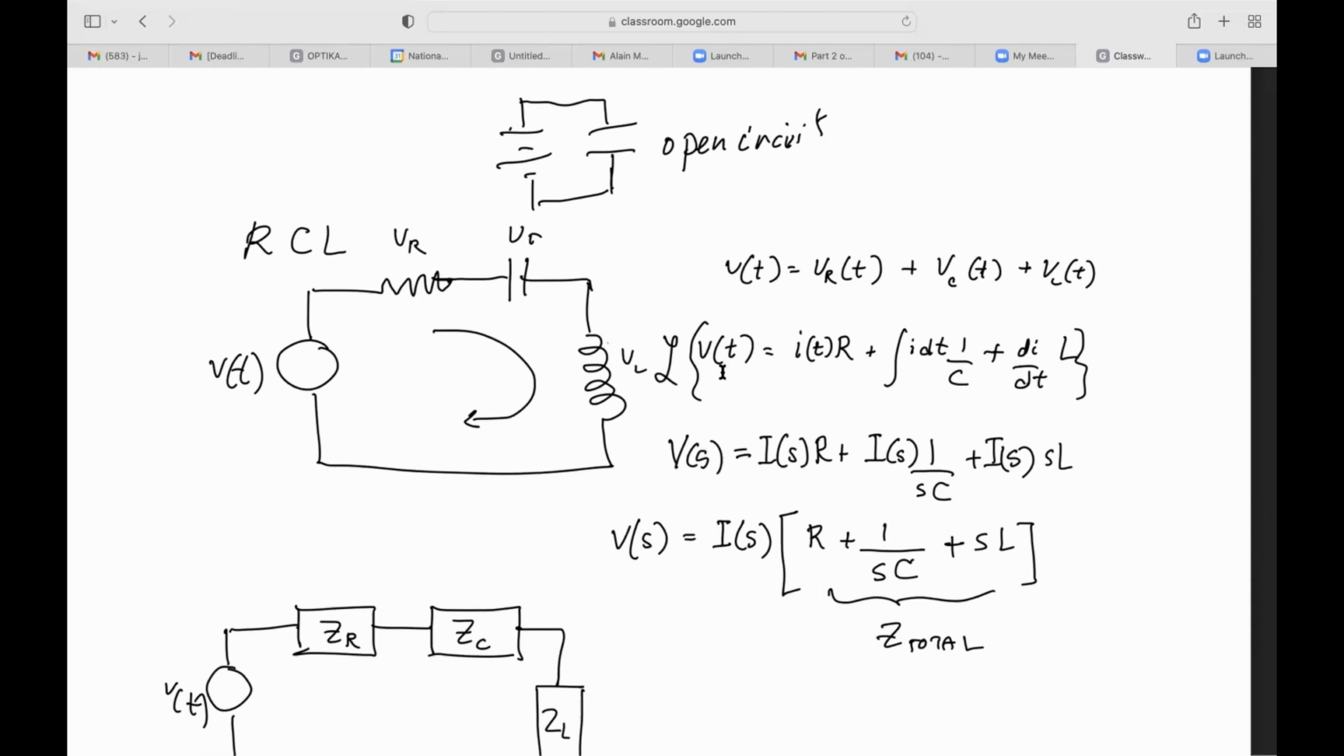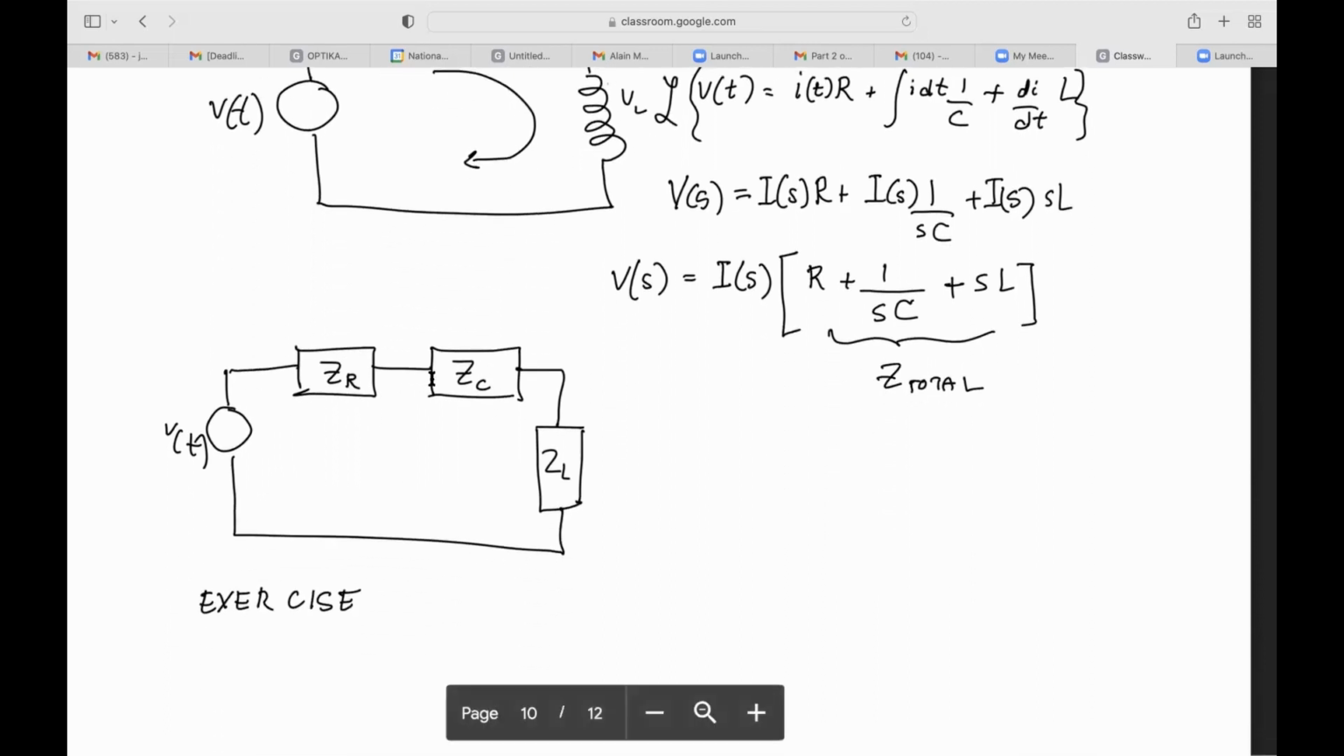If we Laplace transform that, V of t becomes V of S, I of t becomes I of S, and R just becomes R. This integral becomes I of S times 1 over SC, and this derivative times L becomes I of S times L. We can factor out all the I's, and we're left with this. And we can say that this is just the sum total of the impedances. In other words, we can think of all these components as resistors in series. All we have to do is add up their impedances, and voila, we have the total resistance, or the total impedance, of the system.